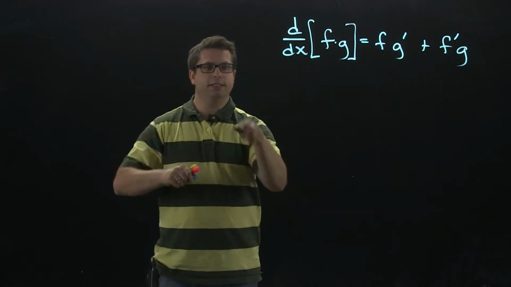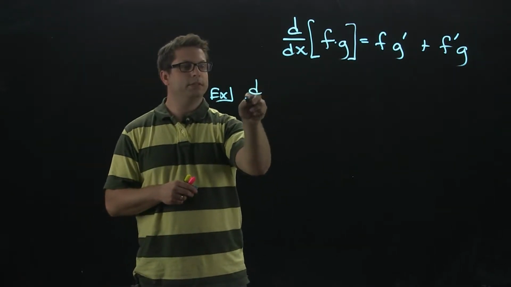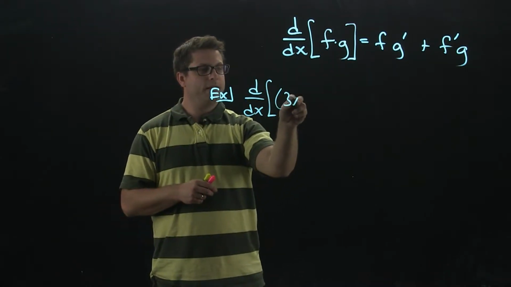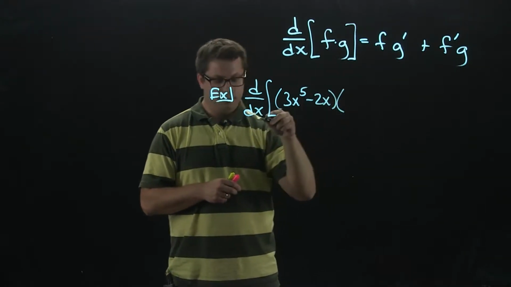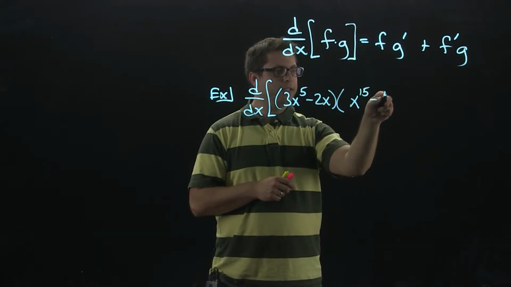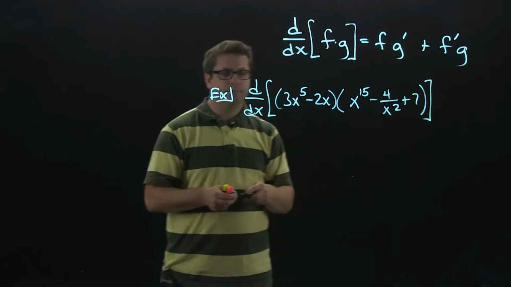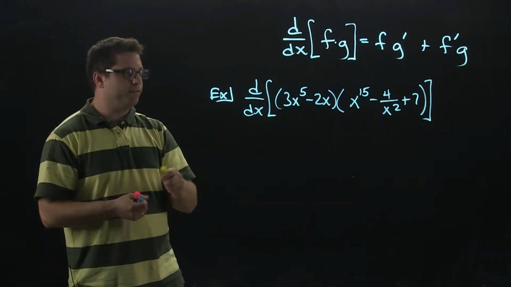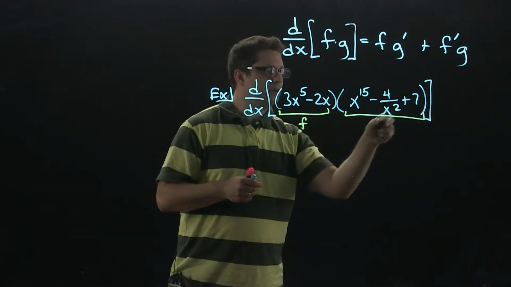Okay, so let's take a look at an example. Let's differentiate 3x to the fifth minus 2x times x to the 15th minus 4 over x squared plus 7. I hope you can see that it is a product of two different functions. So we have our f here and then our g.